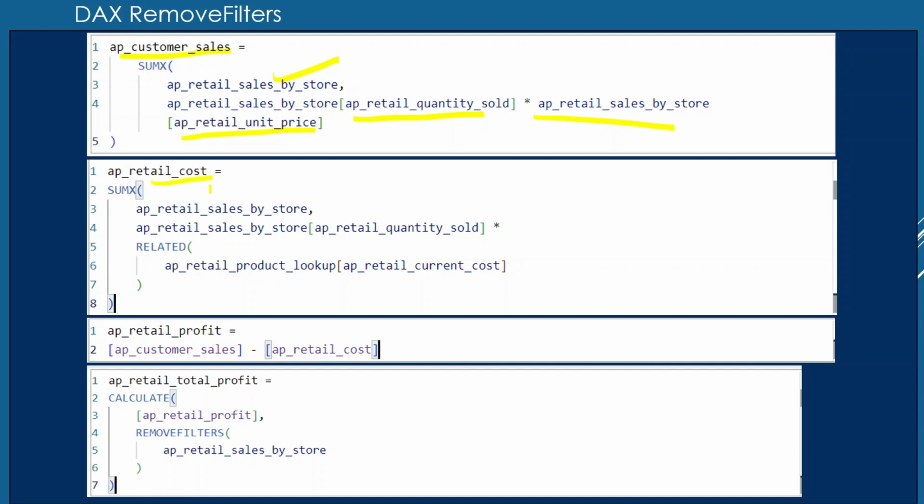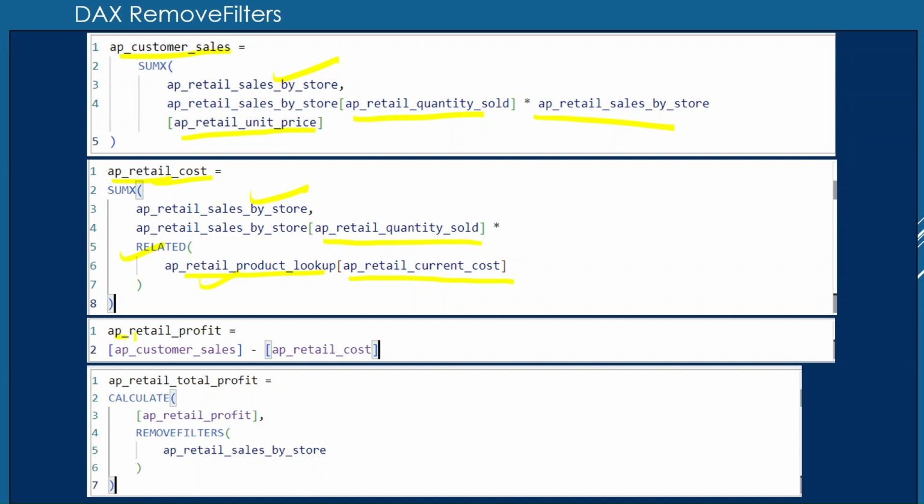Here I am also creating a measure. This measure calculates the total cost price. How am I creating the total cost price? I am taking all the quantities sold, and I am taking the current cost of that particular product. That product is available in this product lookup, but this table and this table are related with a one-to-many relationship. That's why I have used the RELATED function. So this will calculate the total cost.